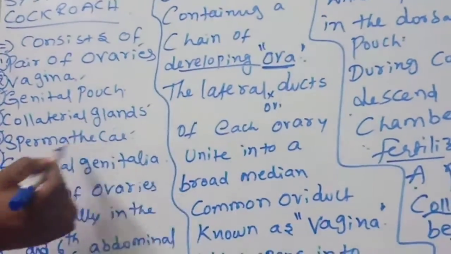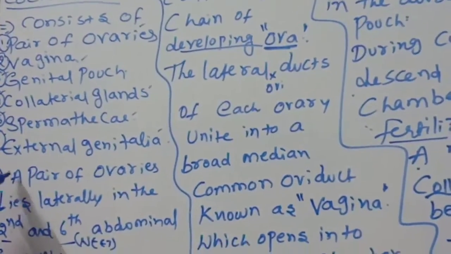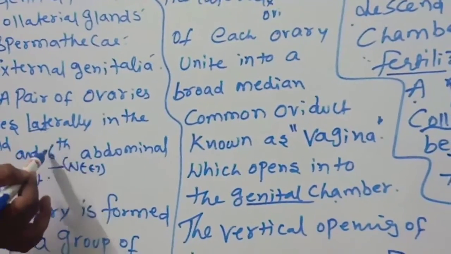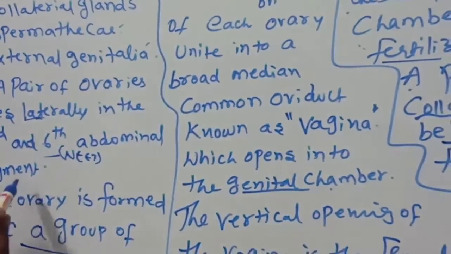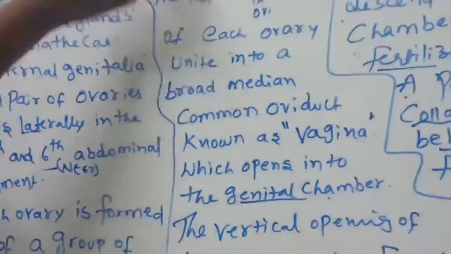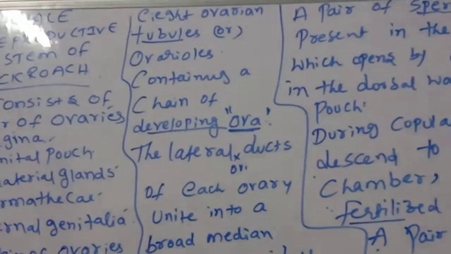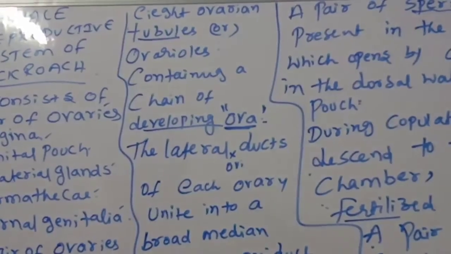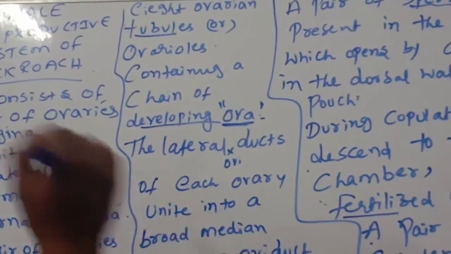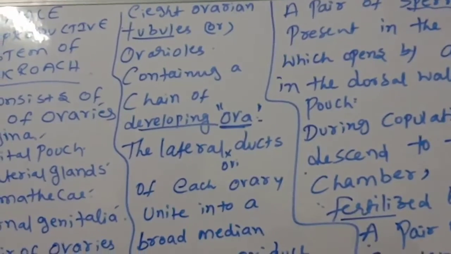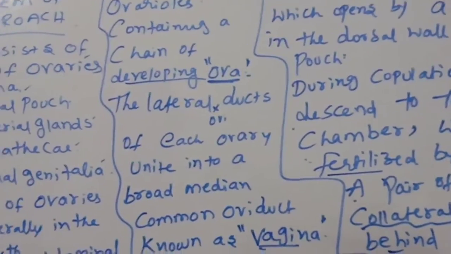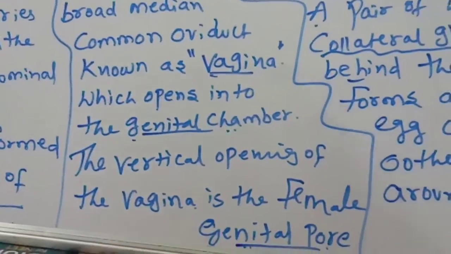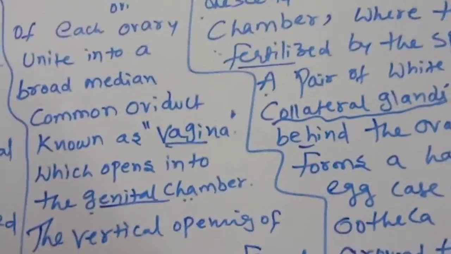Once again, children, the female reproductive system consists of a pair of ovaries, vagina, genital pouch, collateral glands, spermatheca, external genitalia. A pair of ovaries lies laterally in the second and sixth abdominal segment. Each ovary is formed of a group of 8 ovarian tubules or ovarioles, containing a chain of developing ova. Lateral oviducts of each ovary unite into a broad median common oviduct called vagina, which opens into the genital chamber. The vertical opening of vagina is the female genital pore.